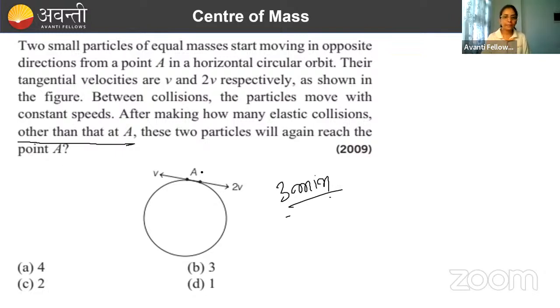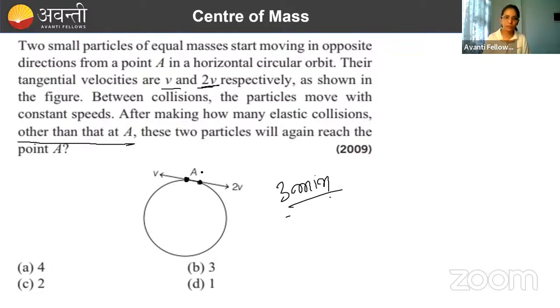अच्छा ठीक है. Let me take up the question. So what the question is here, there are two small particles of equal masses. Done. This is particle 1, this is particle 2, moving in opposite direction from point A in a horizontal circular orbit. Done. Their tangential velocities are v and 2v. Done. As shown in the figure, between collisions, the particle moves with constant speed.